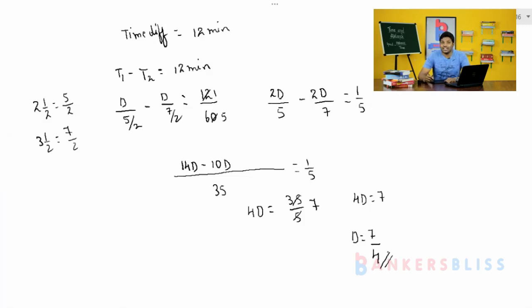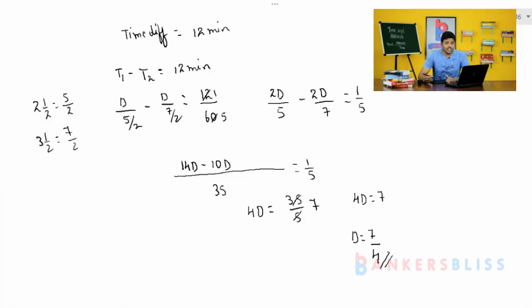So here we have identified the difference between the two cases, that is T1 minus T2, which is equal to 12 minutes. T1 means distance by speed, that is the first case, 2.5 kilometer per hour, which is equal to 5 by 2. Next T2 means distance by speed, again the speed is 3.5 kilometer per hour. If you convert that one, you are going to get 7 by 2. So after simplification, we are going to get 2d by 5 minus 2d by 7 is equal to 1 by 5. Therefore distance is equal to 7 by 4. So this is the first method.